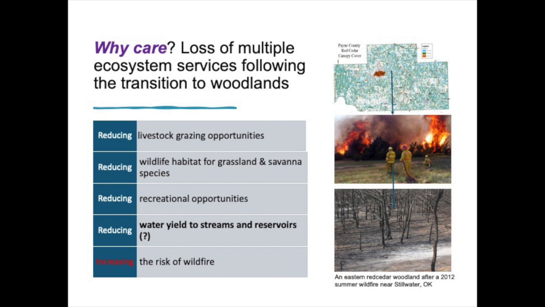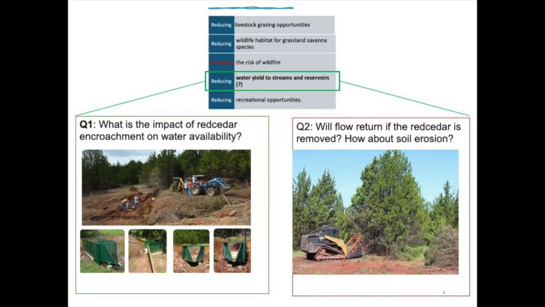However, there's more and more worry about the change of hydrology, particularly water resources, due to this. And there was not that much direct evidence or experimental study in watersheds to show whether that's happening or not. So in this talk, I will answer two questions. One is, what is the impact of red cedar encroachment on water availability? If there is an impact, will flow return if the cedar is removed? And if we do so, what about soil erosion?